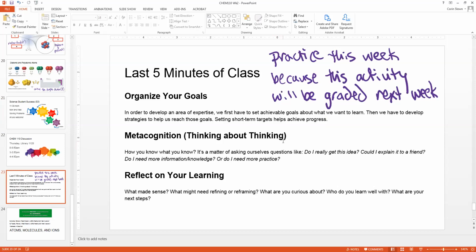When you're reflecting, you might need to ask some questions like, what made sense? What might need refining or reframing? What are you curious about? Who do you learn well with? What might be your next steps?